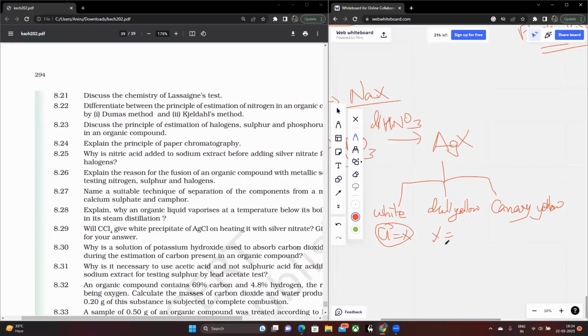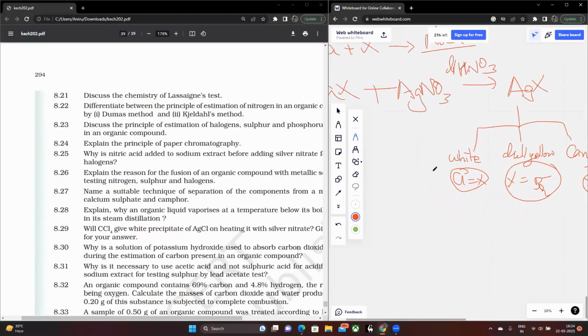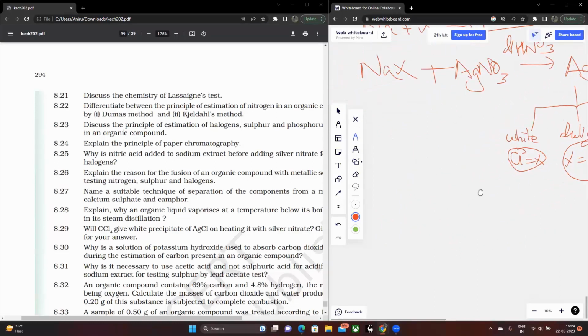If it's a dull yellow, this is a bromide ion. And finally, if it's cane yellow and it is insoluble in ammonium hydroxide, this means that it is iodide. This means that X is I minus, this is X is Br minus, this X is Cl minus. That is the chemistry of the Lassaigne's test.